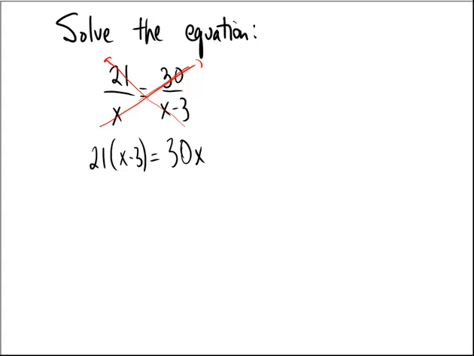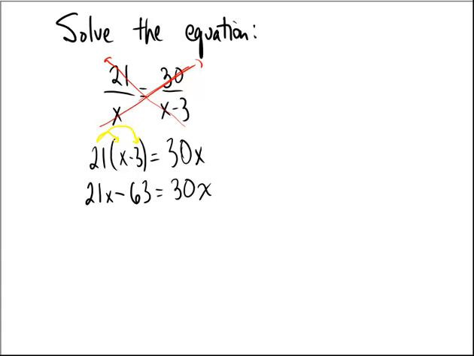So in this particular problem now we can start to use our previous techniques for solving linear equations. For example, in the first stage you might use the distributive property and distribute the 21 through on the x minus 3. This of course would yield 21 times x, which is 21x, a subtraction sign, and 21 times 3, which is 63. We didn't touch the right-hand side yet, so I'll put equals 30x.